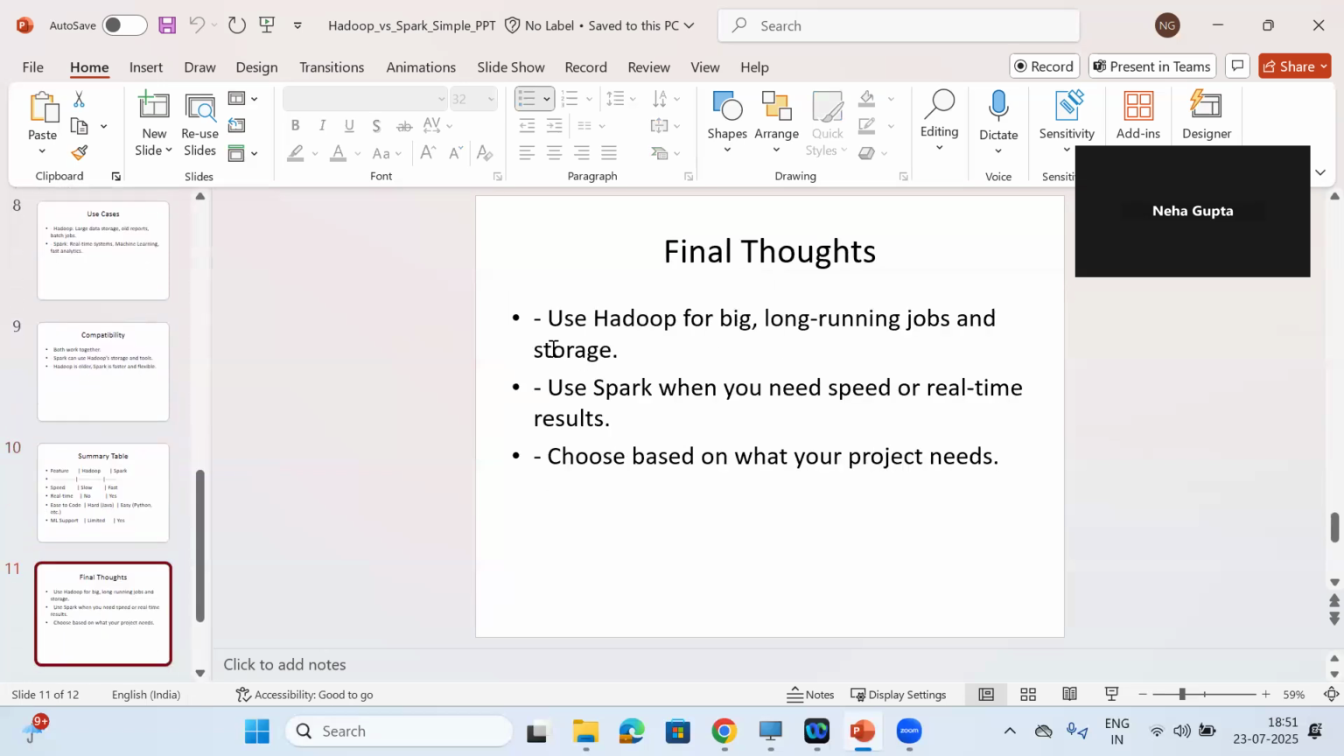The final thought is to use Hadoop for big data, long-running jobs, and storage. If we have long-running jobs and the main purpose is storing the data, not much transformation, in that scenario you can use Hadoop. But if you have real-time data and you need high-speed transformation, then in that scenario you can use Spark. Based on the project requirement, people use Hadoop or Spark. It's totally up to you, what is your requirement.